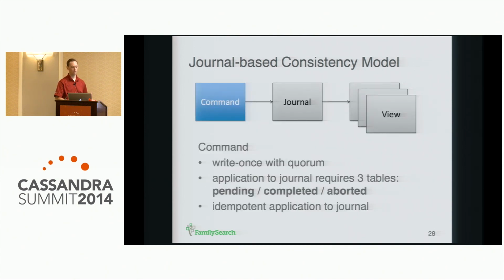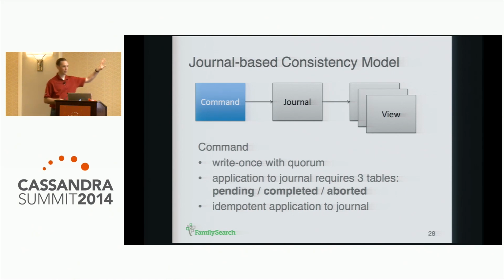Let's go into detail on the command. We write once there with quorum, different kinds of quorum for different edits. And there are three different command tables. There's a pending, there's a completed, or an aborted. So if it gets written into pending and the database crashes or whatever and we haven't got into journal yet for that particular command, we have a process that will scan pending and pick it up where it got left off.